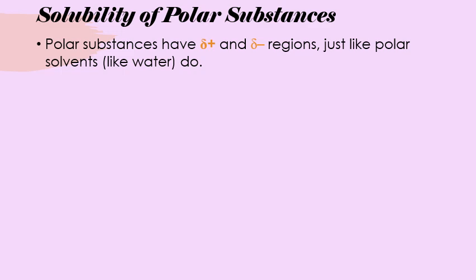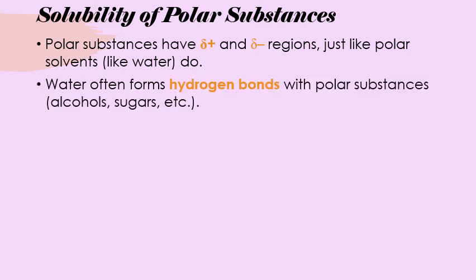Now, we said that a polar solvent will dissolve ionic and polar solutes. So let's talk about polar solutes. A polar substance, remember, has a partial positive and a partial negative region, just like polar solvents would. This is similar to the idea that we just saw with ionic compounds. You have water interfering with those partial positive and partial negative regions, and oftentimes this interference from the water is in the form of a hydrogen bond.